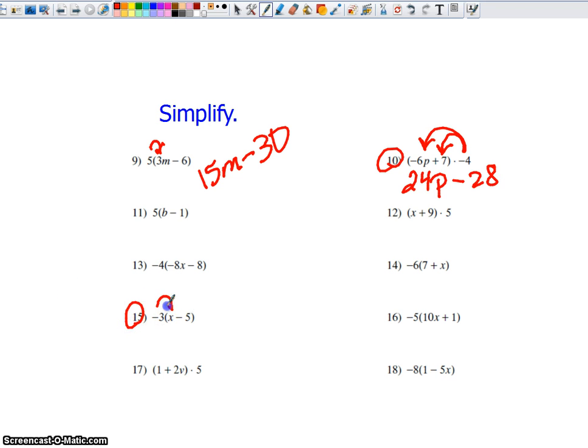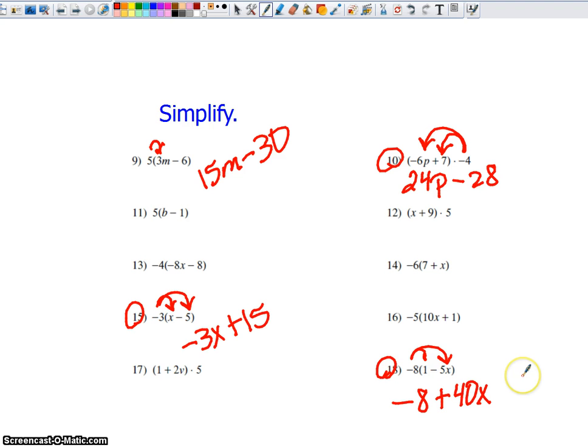We're going to take a negative 3, take it to the x minus 5. Negative 3 times x is minus 3x. Negative 3 times negative 5 is plus 15. Number 18, we're going to distribute a negative 8. Negative 8 times 1 is negative 8. Negative 8 times negative 5 is a positive 40, so plus 40, and don't forget your x.